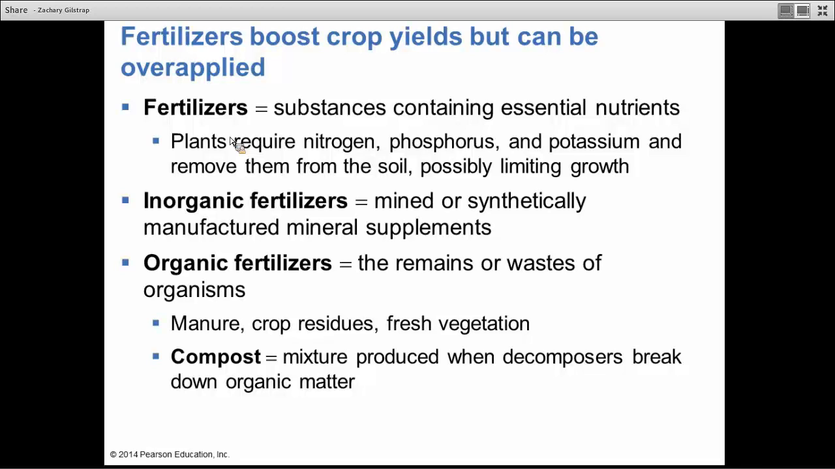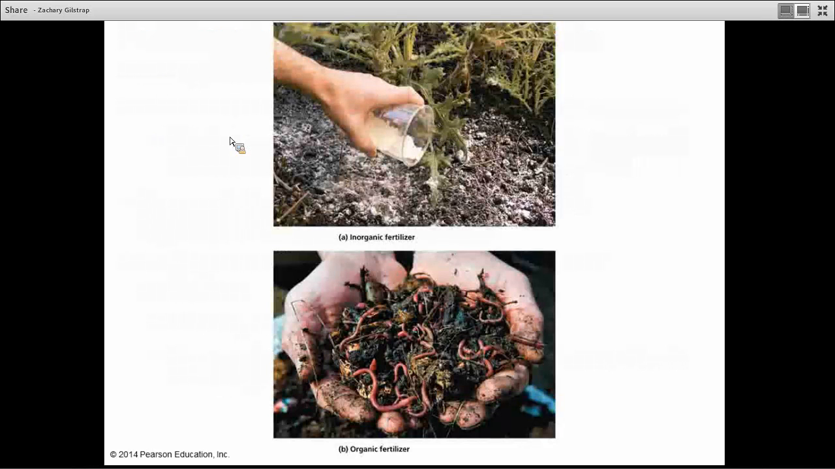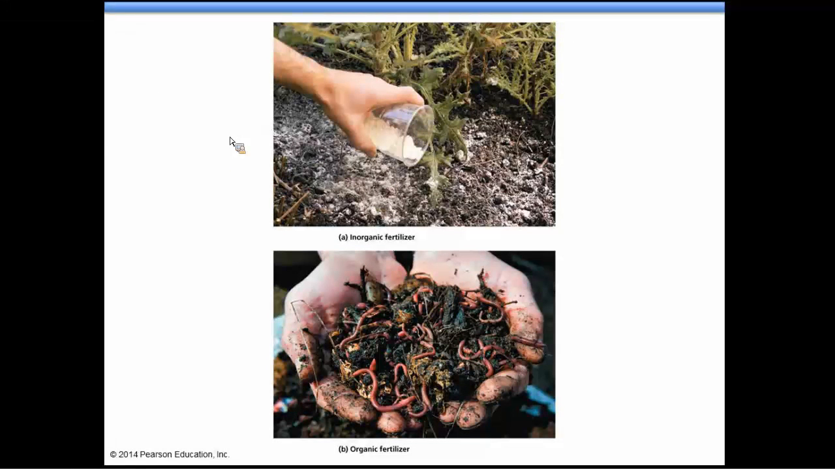And the other type is organic fertilizers, and they consist of the remains or waste of organisms, and they include animal manure, crop residues, fresh vegetation, and compost. And compost is a mixture produced when decomposers break down organic matter such as food and crop waste in a controlled environment. You really just see the difference. The inorganic fertilizer is usually chemically or synthetically created, and organic fertilizer is something that is very natural.